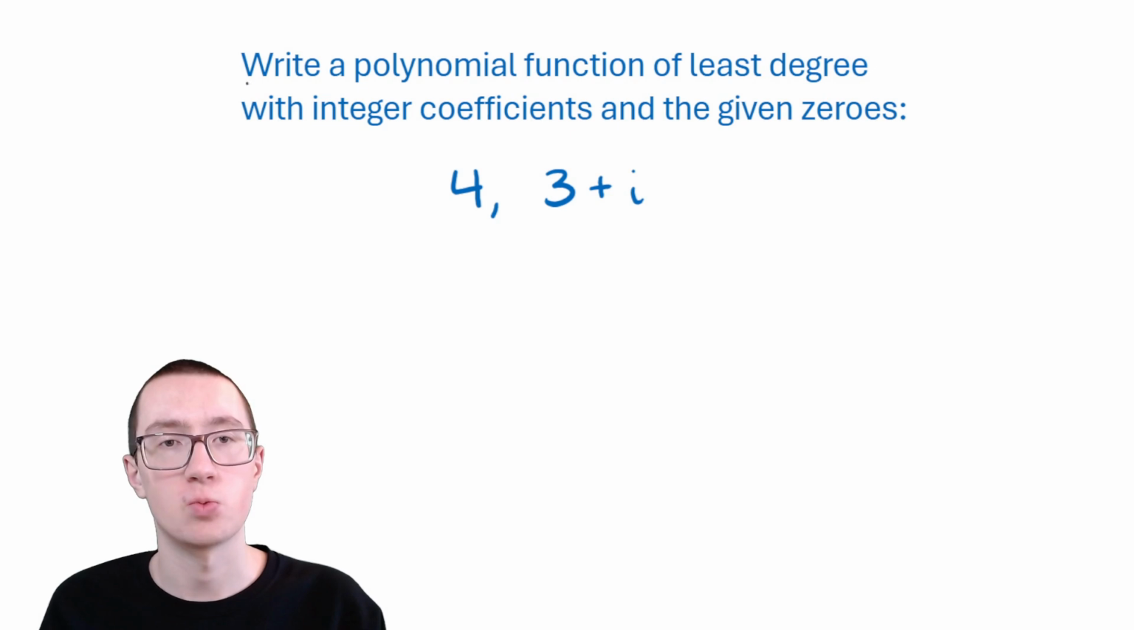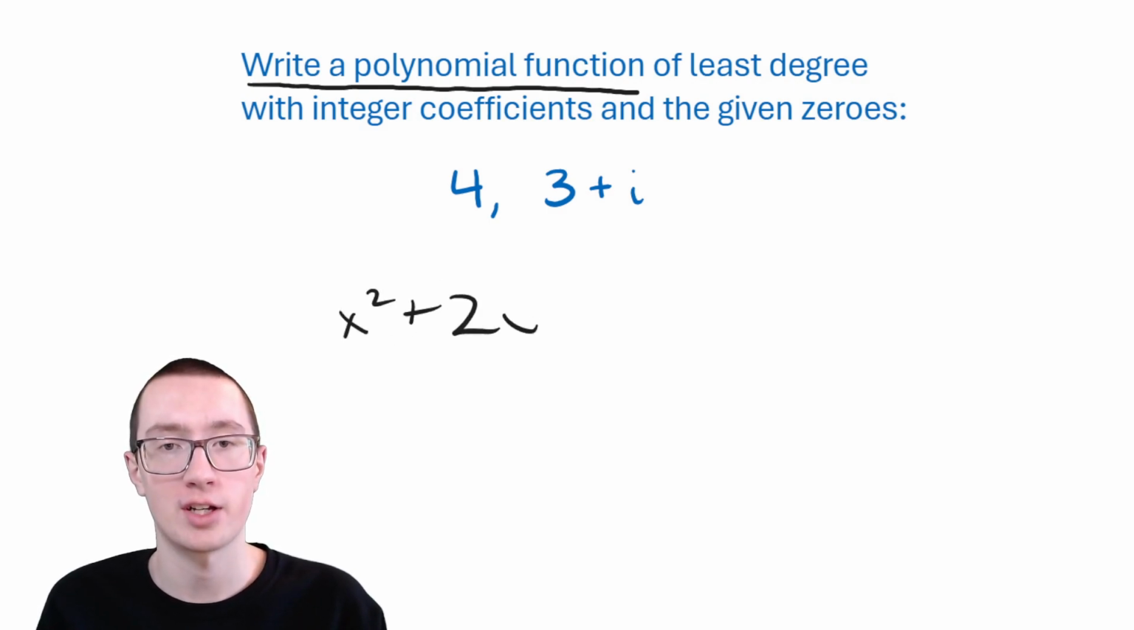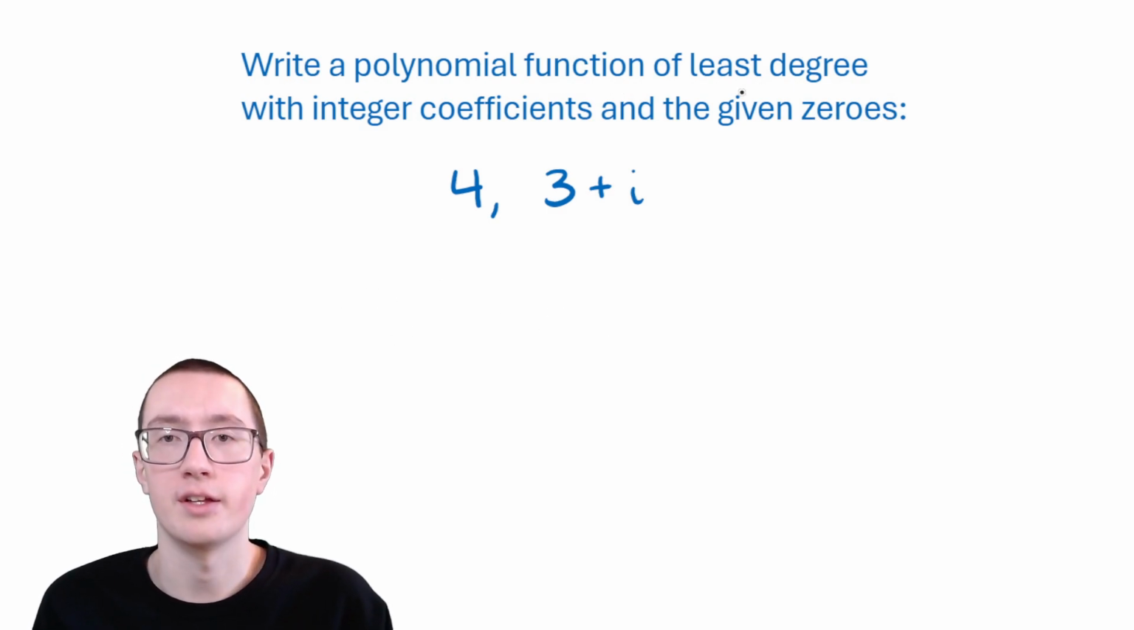So first of all, it says write a polynomial function. Well, that just means to write any polynomial. So, x squared plus 2x plus 5. That's a polynomial. Then it says of least degree. So basically we need to write the least complicated polynomial we can. Degree in this case means the biggest exponent.